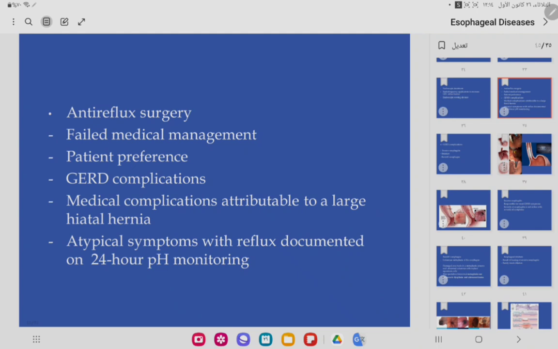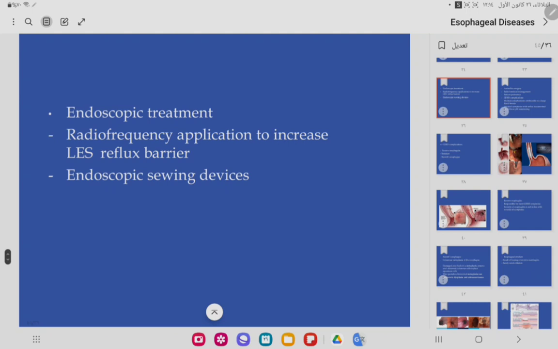paraesophageal. Atypical symptoms with reflux documented in 24-hour pH monitoring. It means he has symptoms but we found in the pH monitoring that he has reflux. We treat the reflux, though it's atypical. Treat the reflux first, or we send them to surgery to see what's going on.